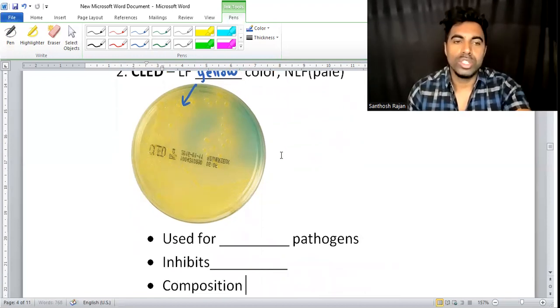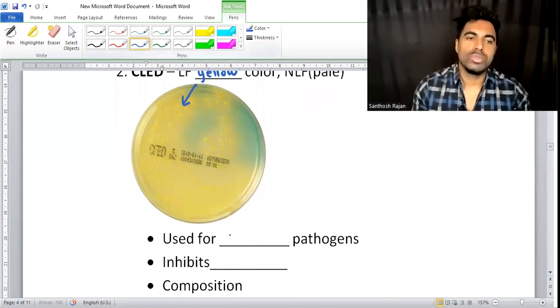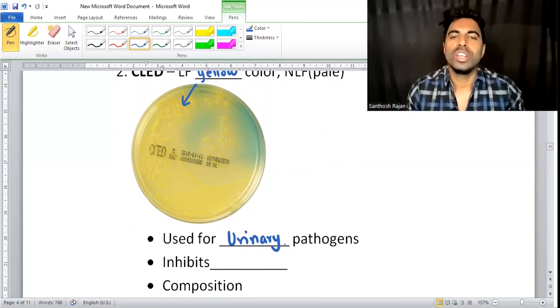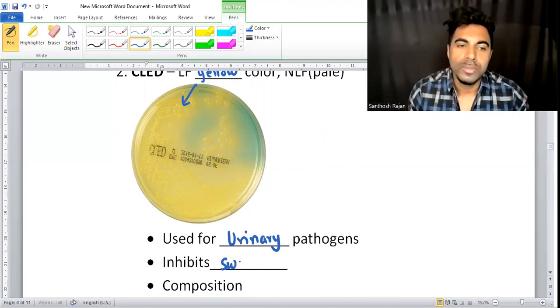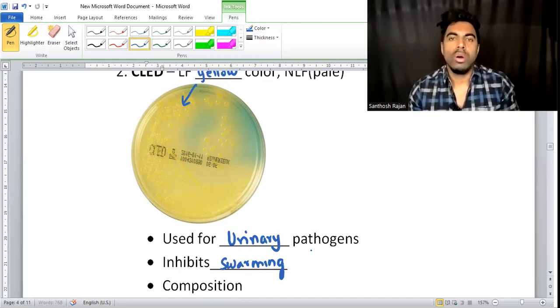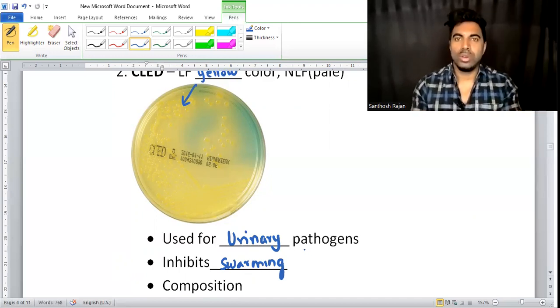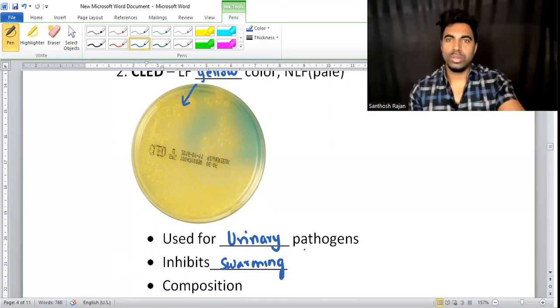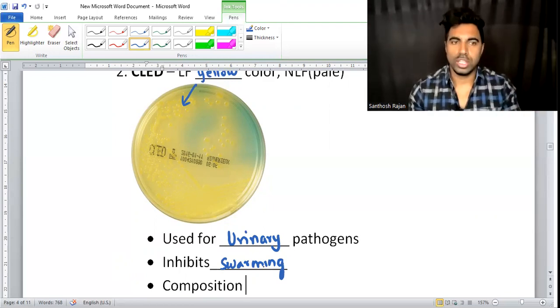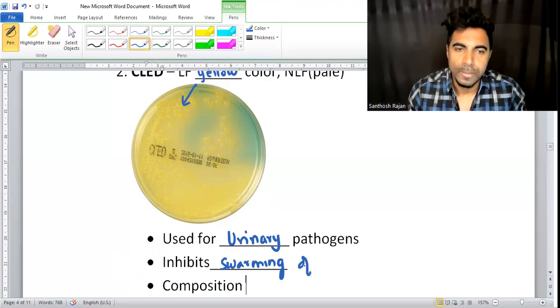How? So used for which type of pathogens? It's usually used for urine samples. If you suspect urinary infection, you grow it in the CLED, it's better because it inhibits the swarming. So you don't have a headache. Suppose two bacteria grow, for example, if there's a Proteus and let's say in urine, Staphylococcus grows, or E. coli grows. So they don't mix together. I can isolate Proteus separately without swarming and the other one, the E. coli, will not be mixed. So it's easy for me to isolate and give the diagnosis. So that's what inhibits the swarming of Proteus.